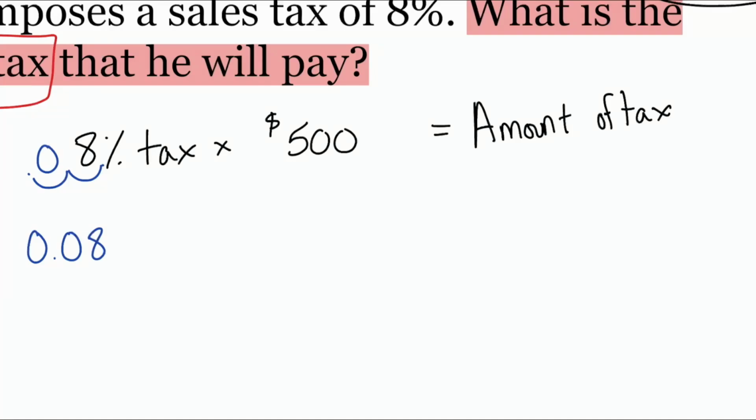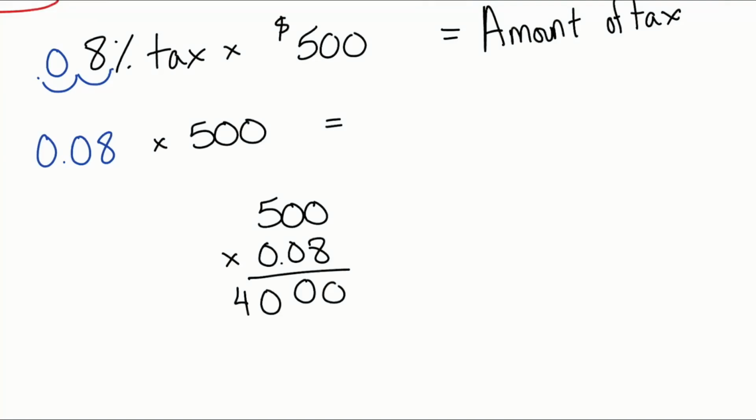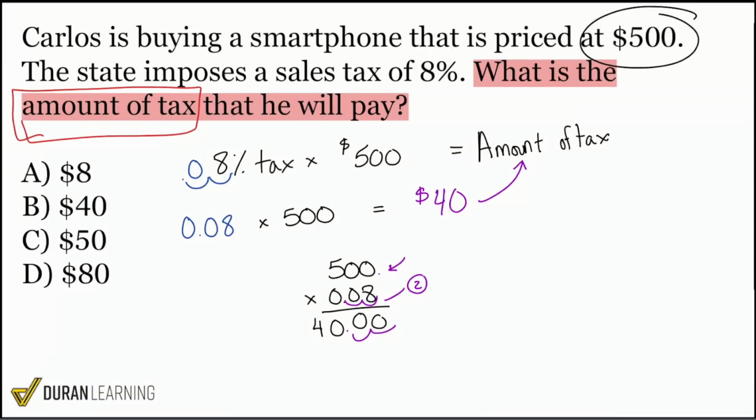So we have 0.08 multiplied by the 500, and that's going to equal the amount of tax. As we multiply here, we have 500 multiplied by 0.08. Okay, here we go. 0 times 8, 0 times 8, and 5 times 8, that's going to be 40. We bring back none up top, but then we have 1, 2 on the bottom. The amount of the tax is $40. And there we are. All set, all good, and we can keep it moving. And that's answer choice B.